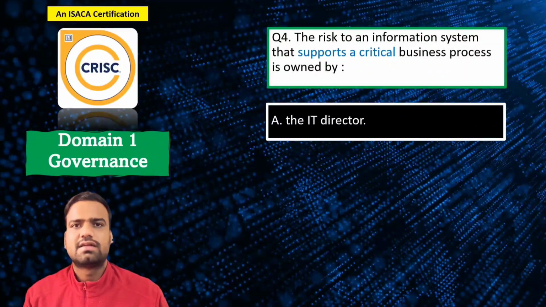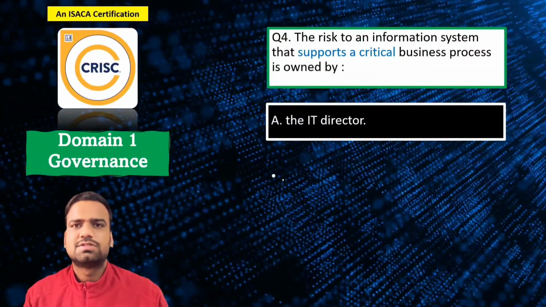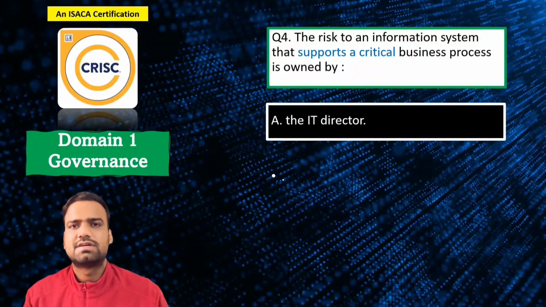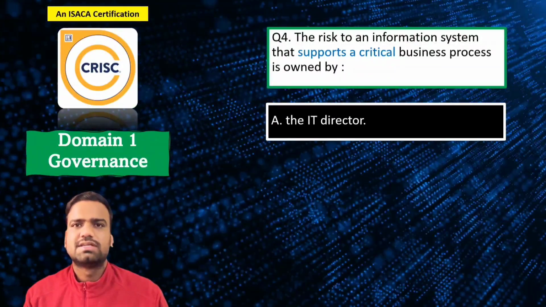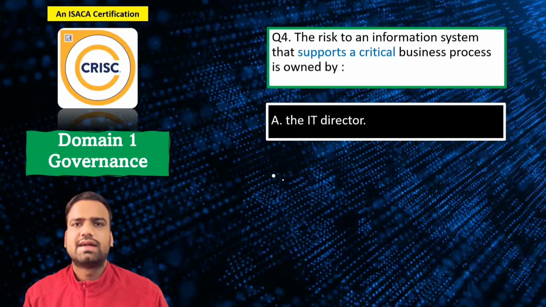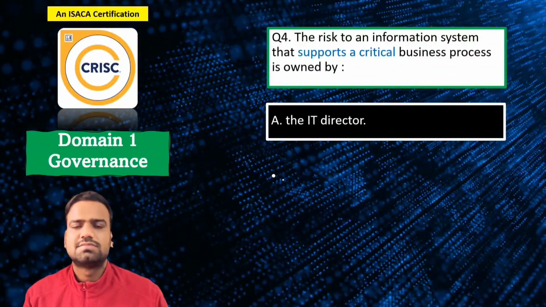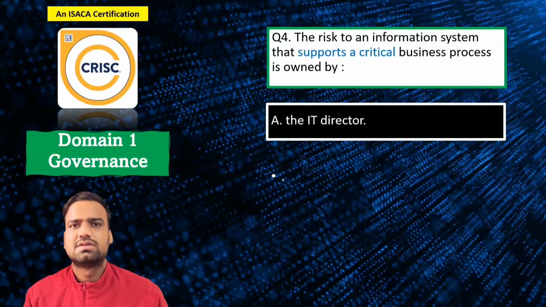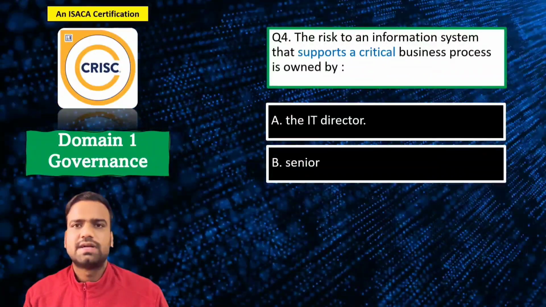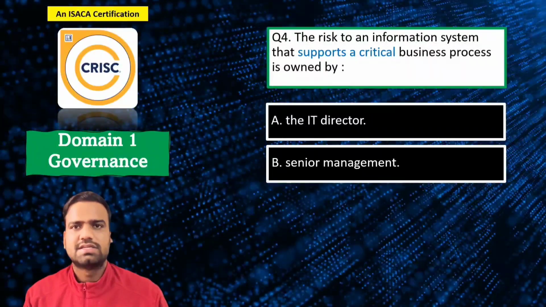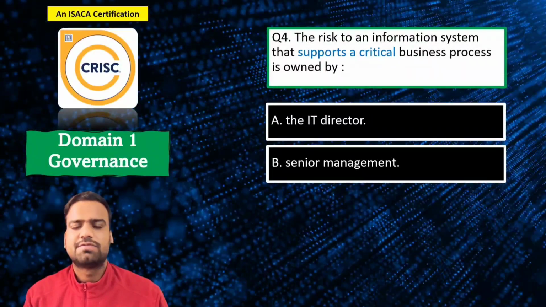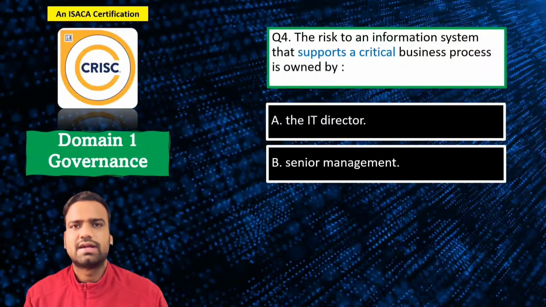IT director. IT director may be responsible for the technical aspects of the system. The ultimate ownership usually lies with the senior management. IT director manages IT systems on behalf of business owners. Next is senior management. So risk to critical business processes are strategic concerns that fall within the purview of senior management. So this is the right answer.